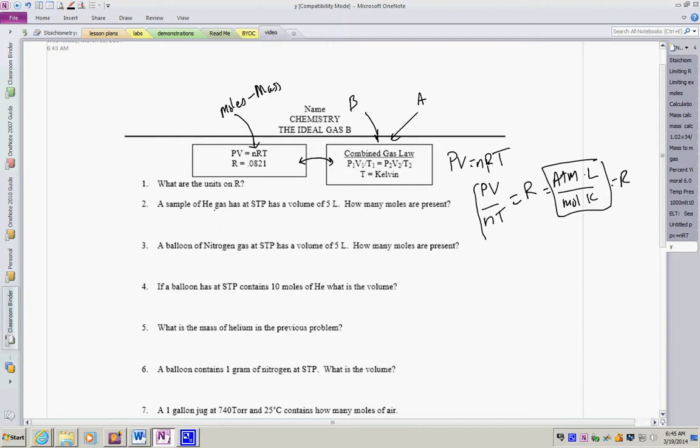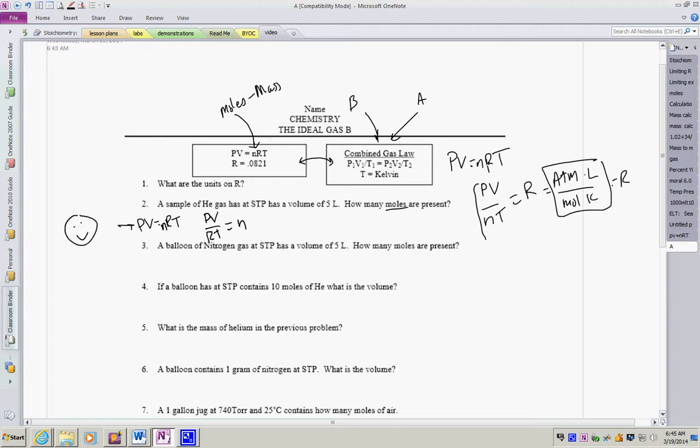A sample of helium gas at STP has a volume of 5 liters. How many moles? At this point, I'm not going to go through the answer because you guys can do that. But because it asks for moles, this is a PV equals nRT problem. I lost my n there. PV equals nRT, and I'm solving for n. PV over RT equals n. You guys can take that one from there.